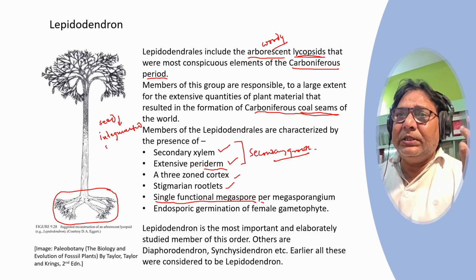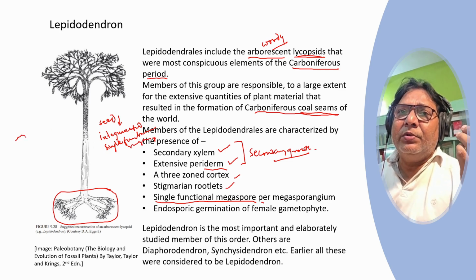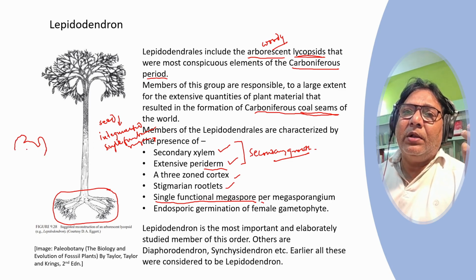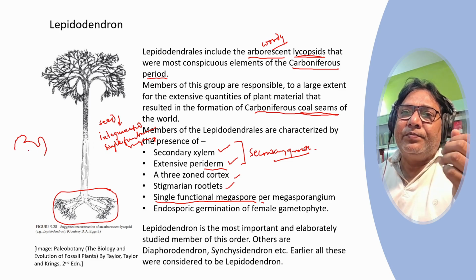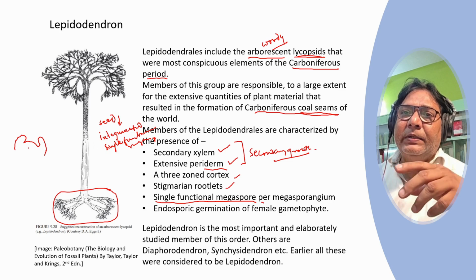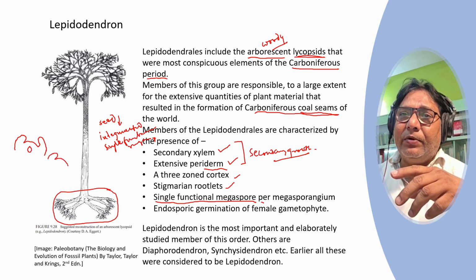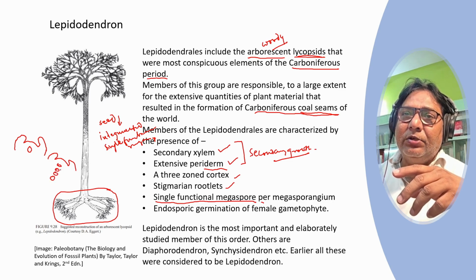A seed means an integumented, single functional megasporangium. You may recall that during megasporangium formation, this is the integument. I'm just trying to recollect your memory, that there is a mother cell which undergoes reduction division and forms 4 cells like this. Then 3 of them degenerate. Are you able to recall this?